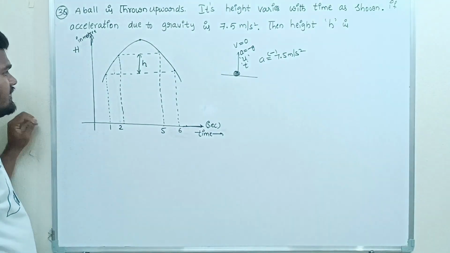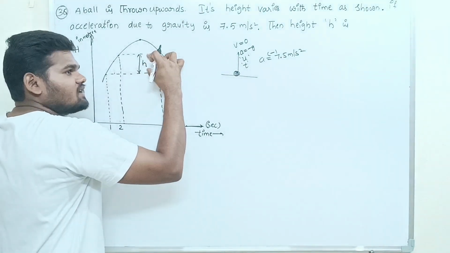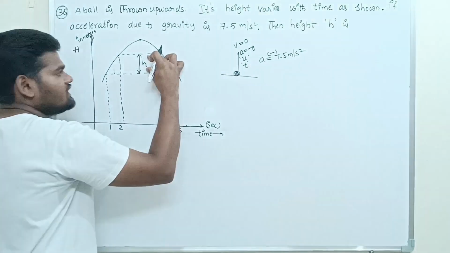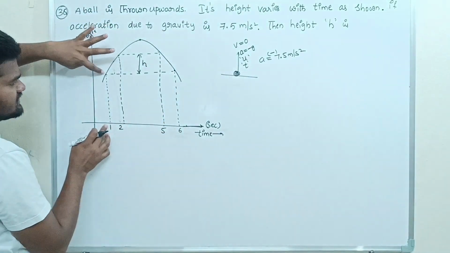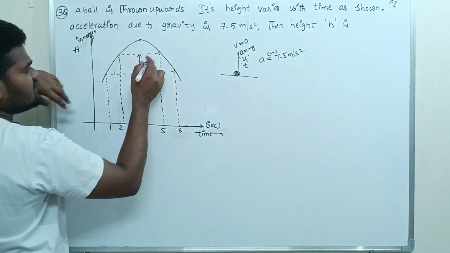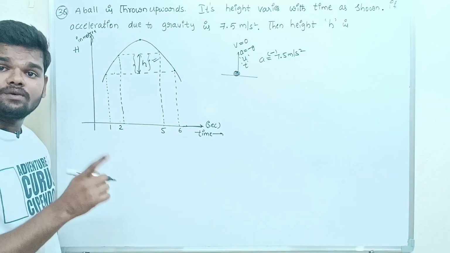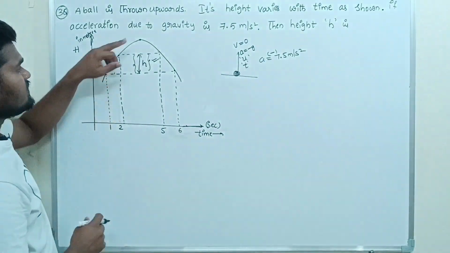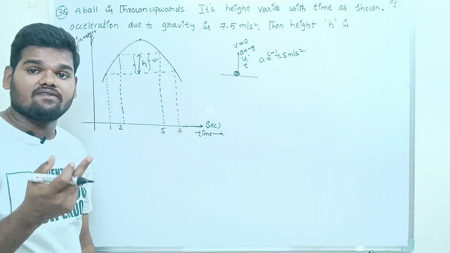All right, have a look. If we want to find the height of this part, we want to find the height of this one and the height of this part. If we subtract this height from this height, then the remaining height is our answer. Are you getting it? To do this, we have to know the initial velocity of the object.